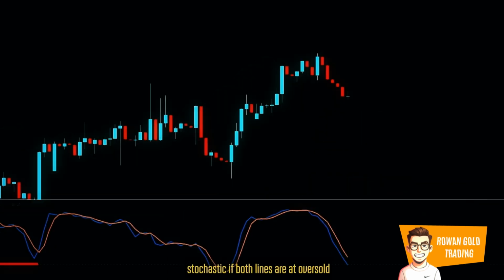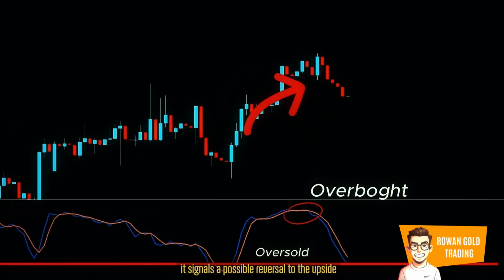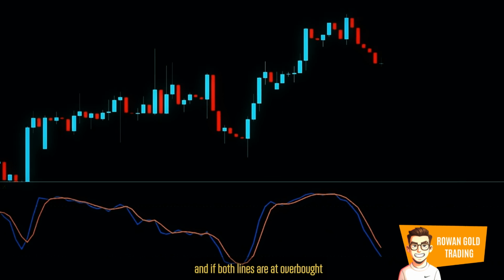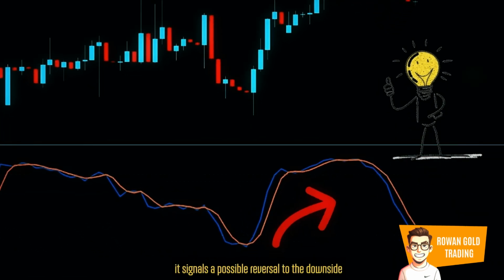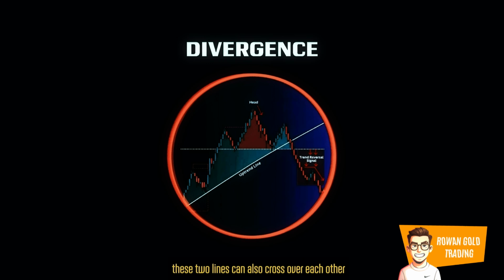Stochastic. If both lines are at oversold, it signals a possible reversal to the upside, and if both lines are at overbought, it signals a possible reversal to the downside. These two lines can also cross over each other to predict future price movements.